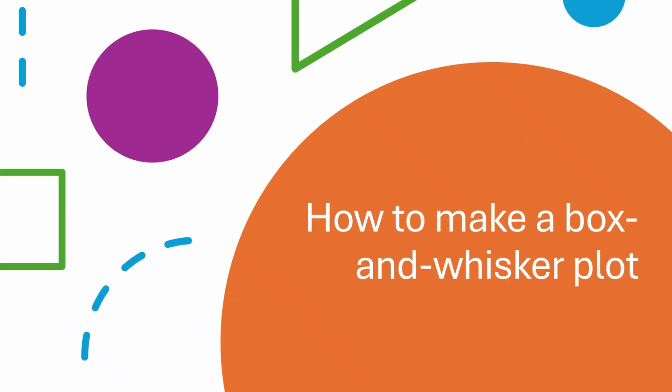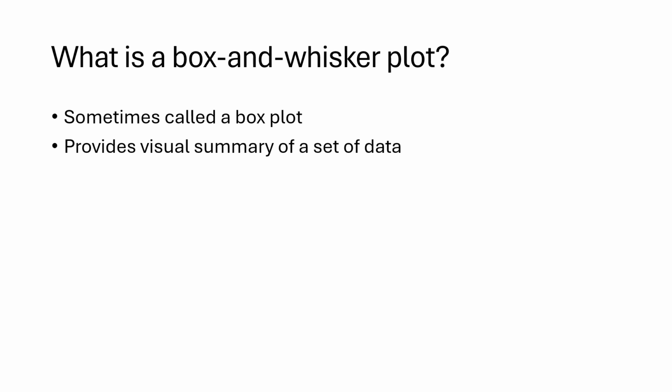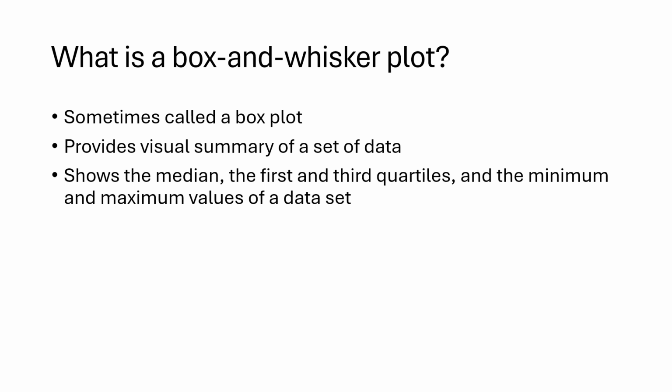Now that we are capable of finding the quartiles, we can now proceed to making our box and whisker plot. But what is a box and whisker plot? Sometimes called a box plot, it provides a visual summary of the set of data that we have. This is because it shows us the median, the first and third quartiles, as well as the minimum and maximum values of a data set.